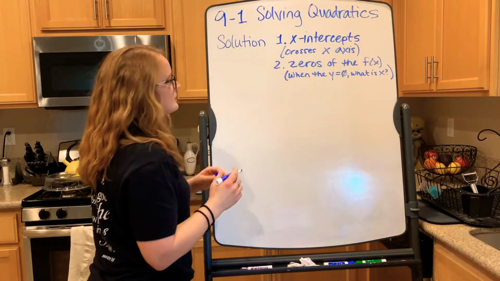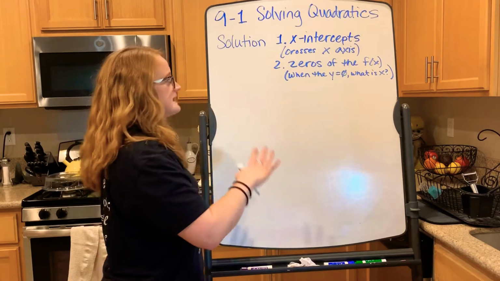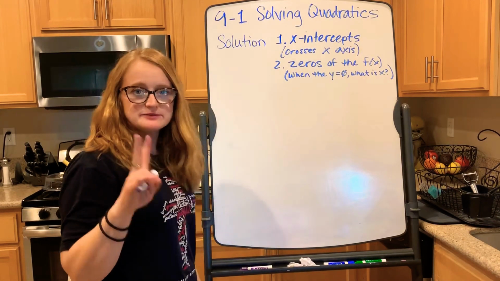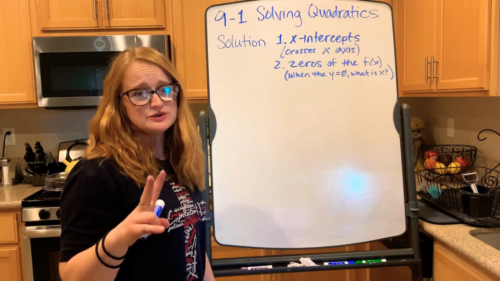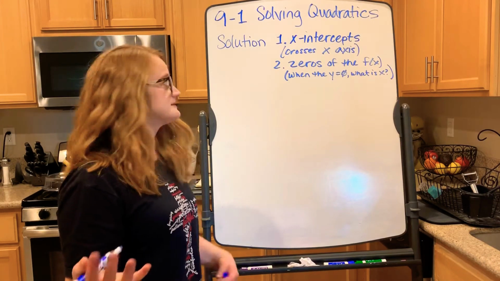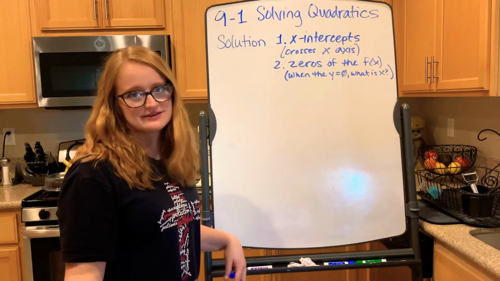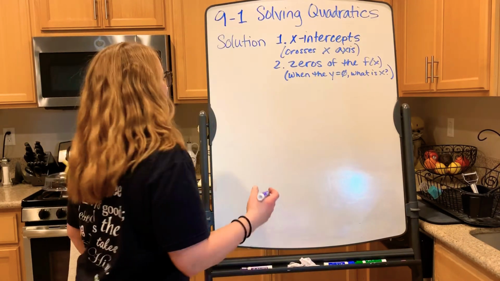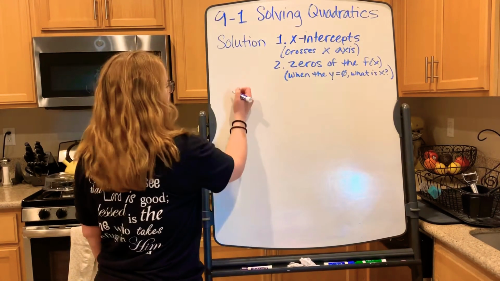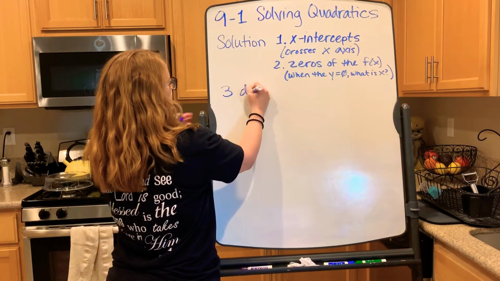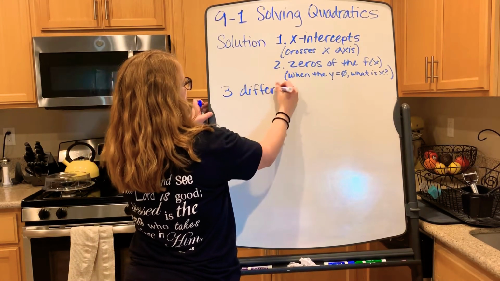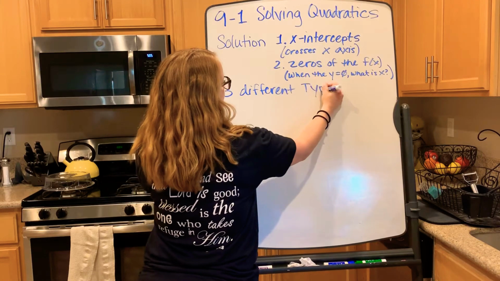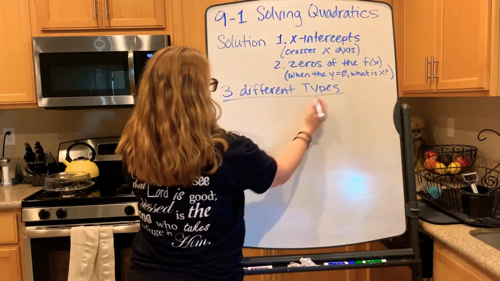Okay, so two different ways of thinking about it. One is x-intercepts and one is zeros, and you'll have to put those two in your homework. So it'll ask you for x-intercepts and the zeros of the function. I'll show you what that means on my graph in just a minute. But the next thing I want you to know is that we have three different types of solutions.